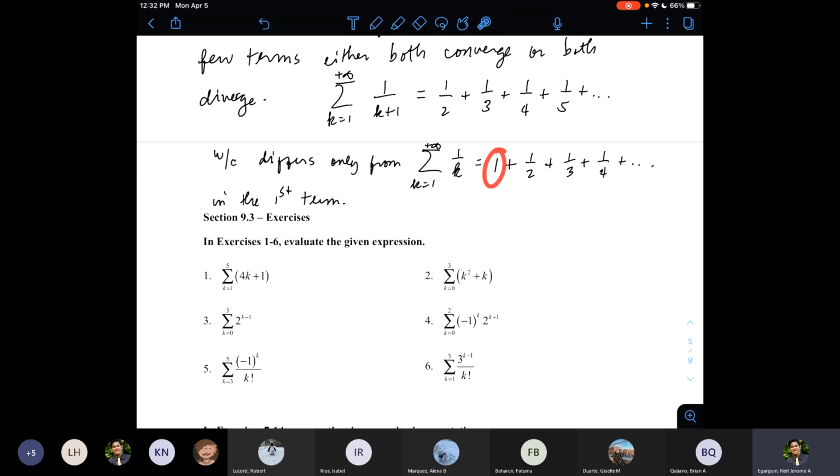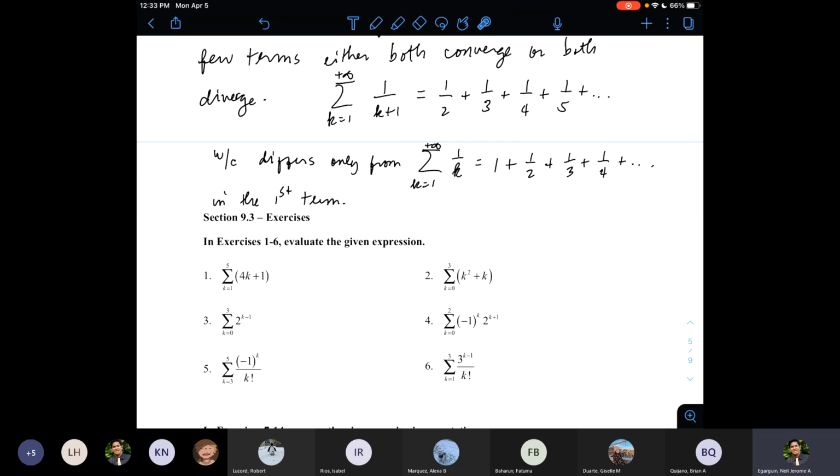So they are essentially the same except for the first term. The first term here is 1/2. The first term here is 1. They are similar with the rest of the terms in the summation, right? So they only differ in the first place. So that means they will both diverge, because we already know that the harmonic series is divergent.